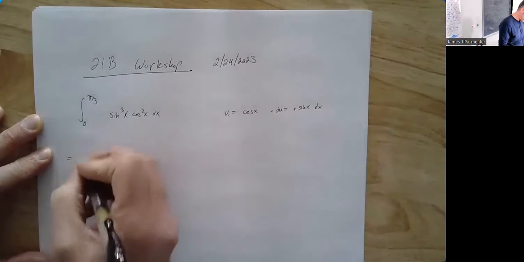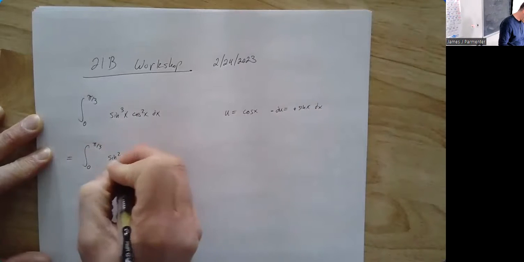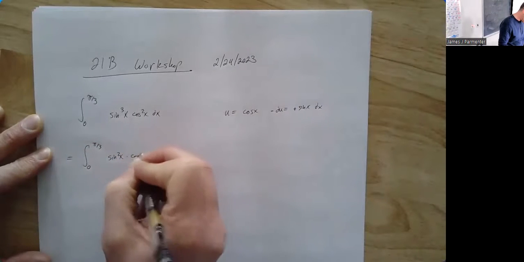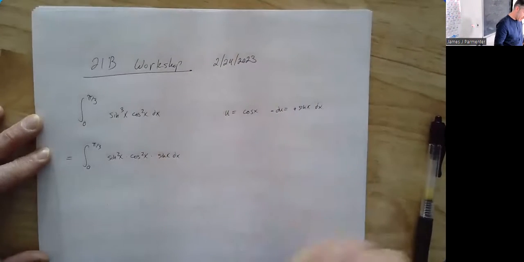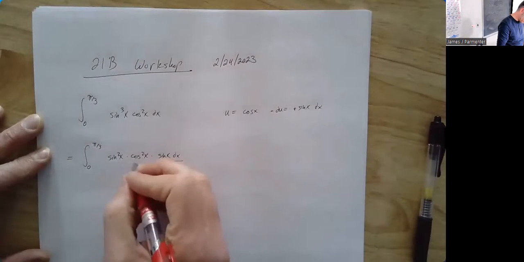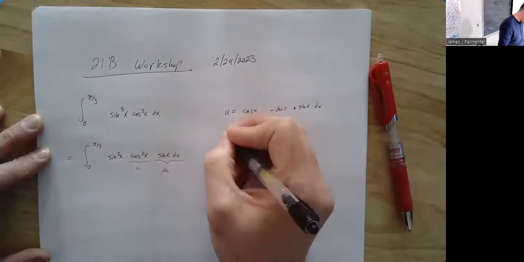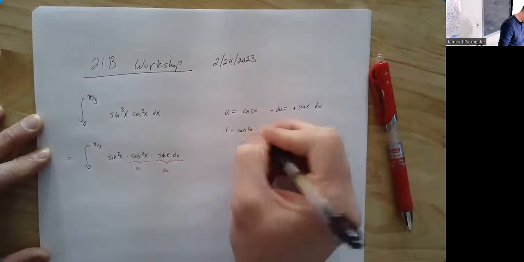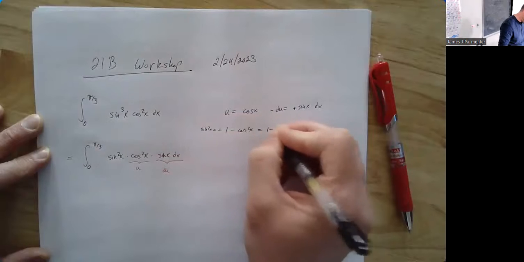This integral is going to become the integral of, let's say, sine squared x times cosine squared x times sine x dx. And then this sine x dx is going to be my negative du. The cosine squared is going to be my u squared. And 1 minus cosine squared x is going to equal my sine squared x, which is going to be 1 minus u squared.